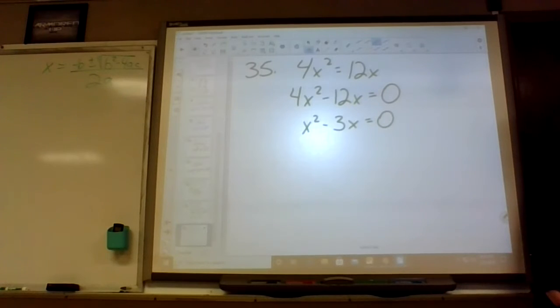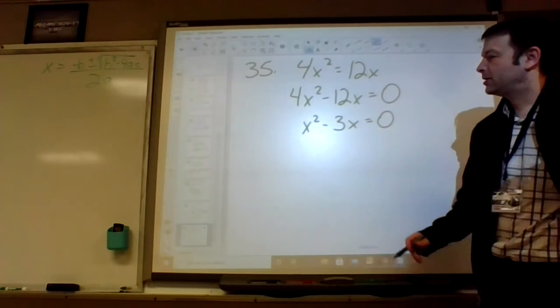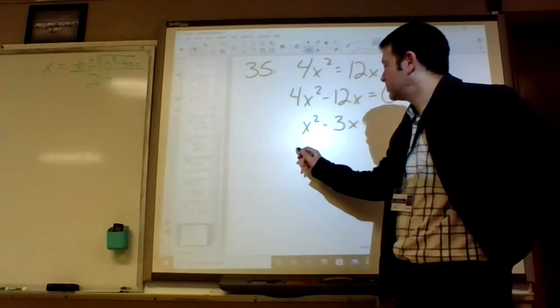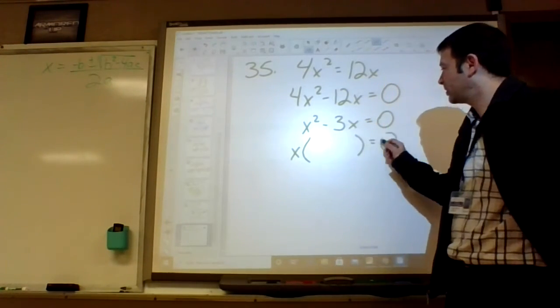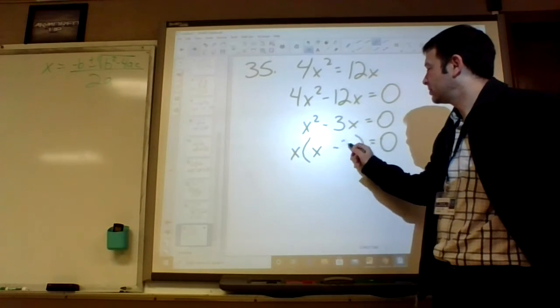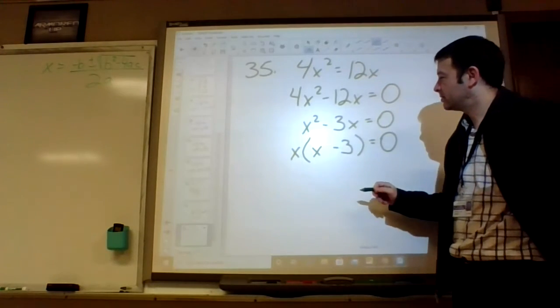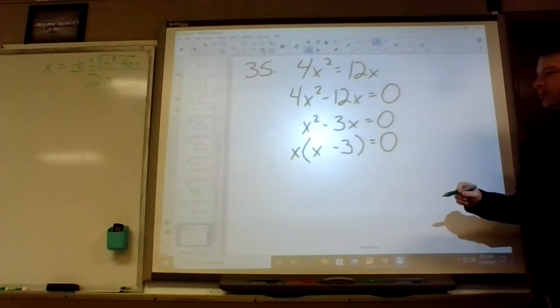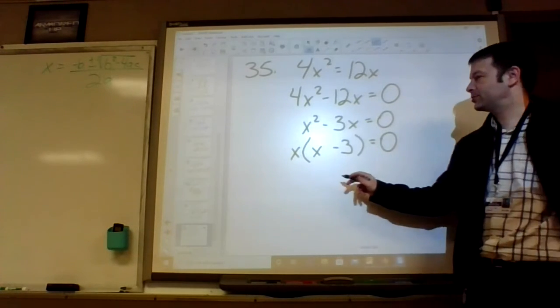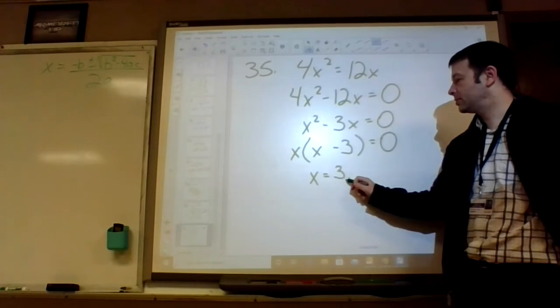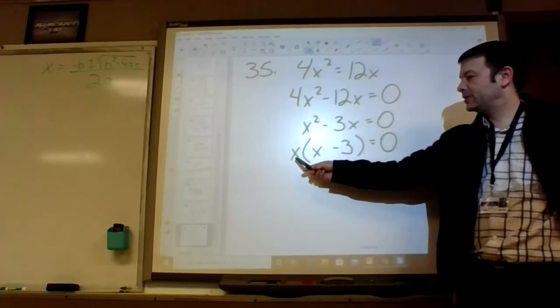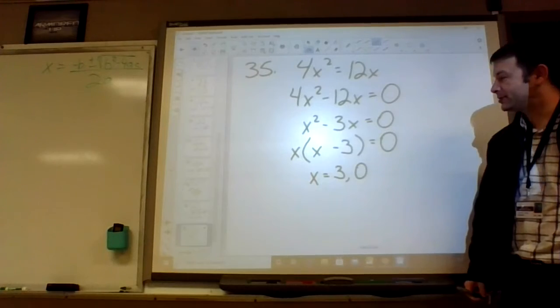Now what? We take an x out. What's left if I take an x out? X minus 3 equals 0. Plus 3. So what could x be to make this work? 3 or 0. Yeah, if there's an x on the outside of the parentheses, 0 is one of your answers.